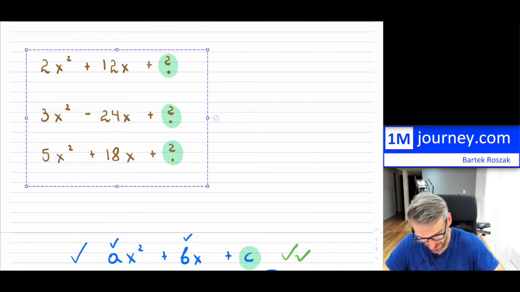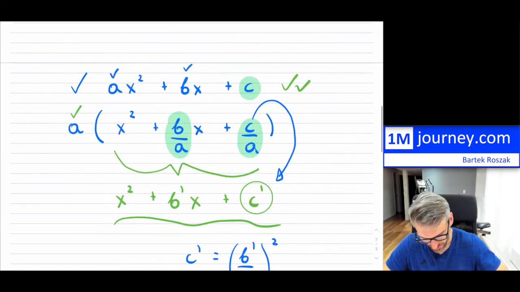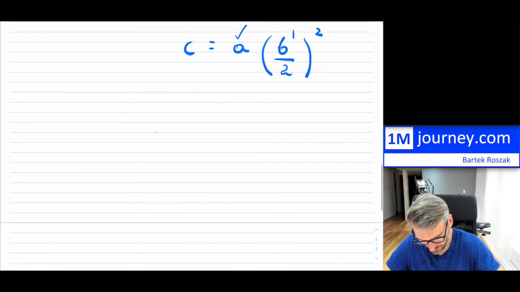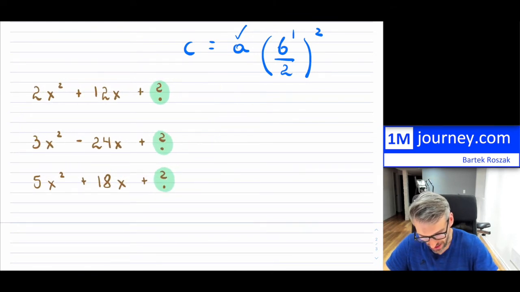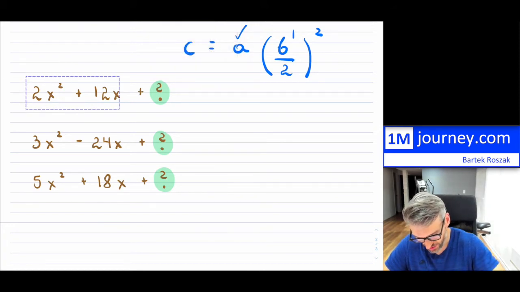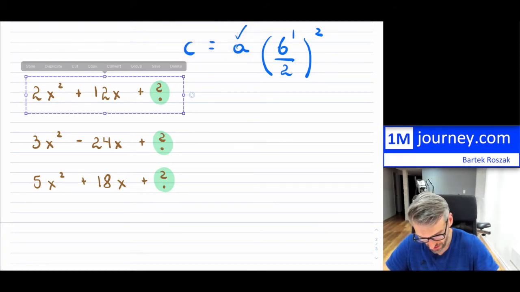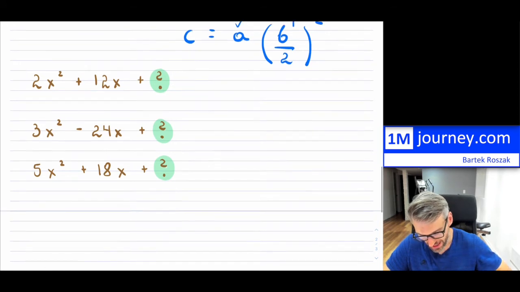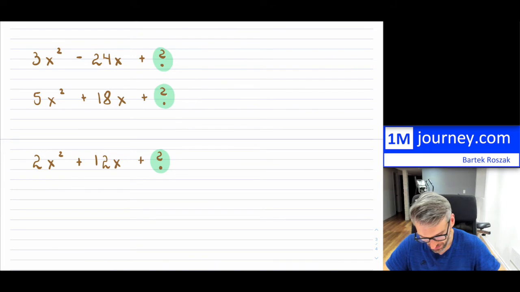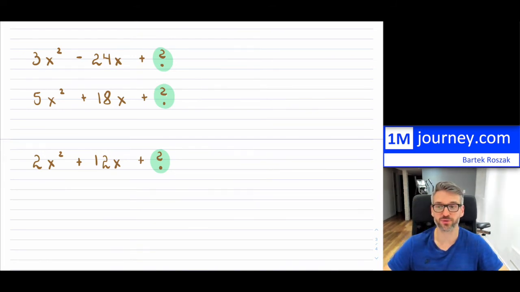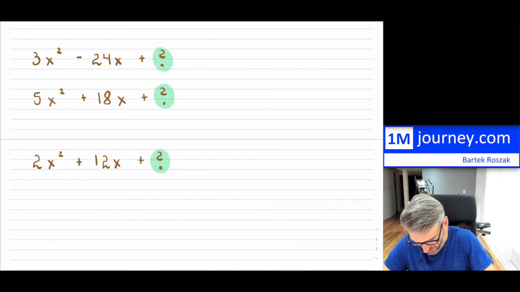So I'm going to copy this entire thing. Let's bring it back down here so that we have it, and then we can break these down. Now our first example is 2x squared plus 12x. If I take that, the first thing, because my a is not equal to 1, I'm going to factor it out. And if I factor this out, this is going to be 2.